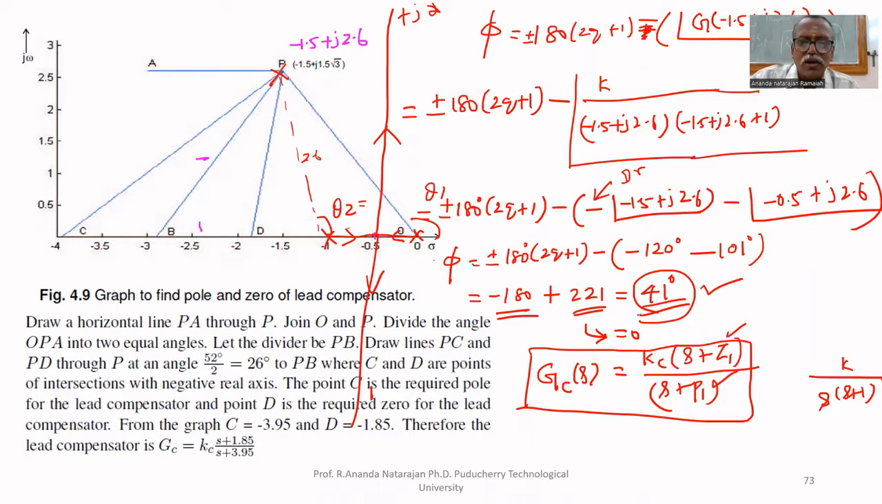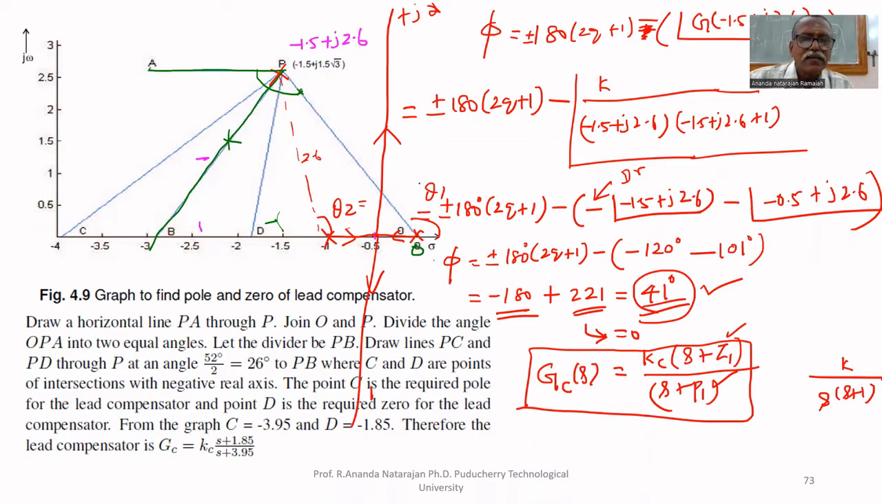To find Z1 and P1, what we have to do is draw a horizontal line at P. That is PA we have to draw. Then divide that angle. How to divide? Draw one arc from this point. You will get this point, so that if you join that, you have divided the angle OPA.